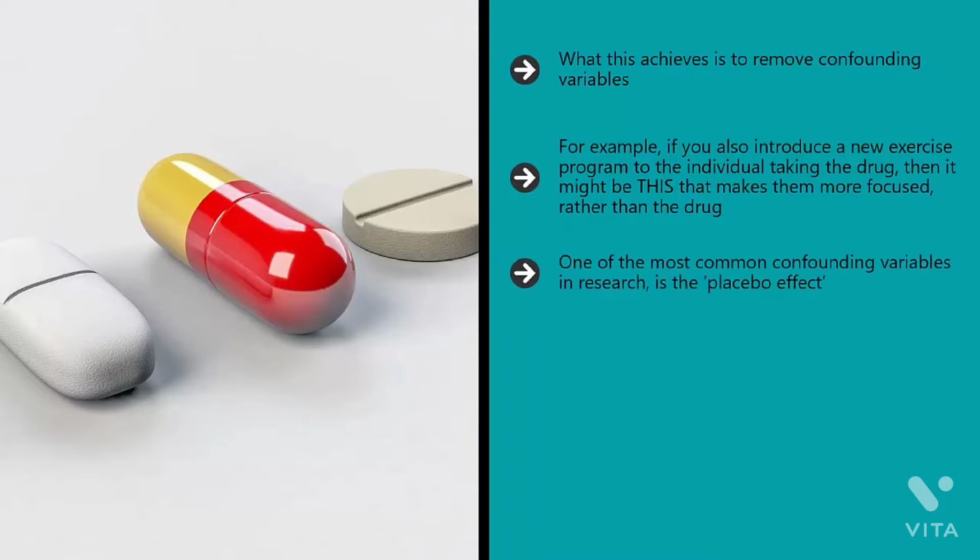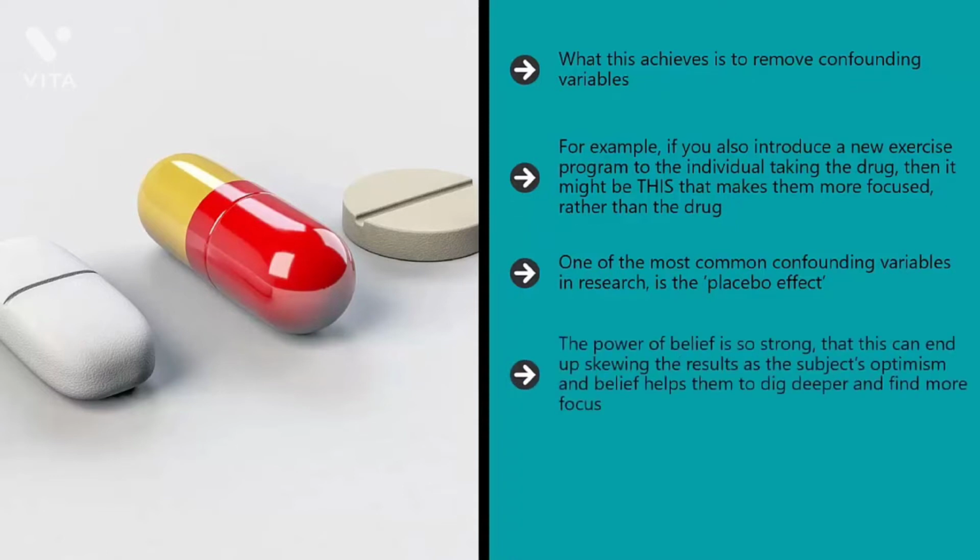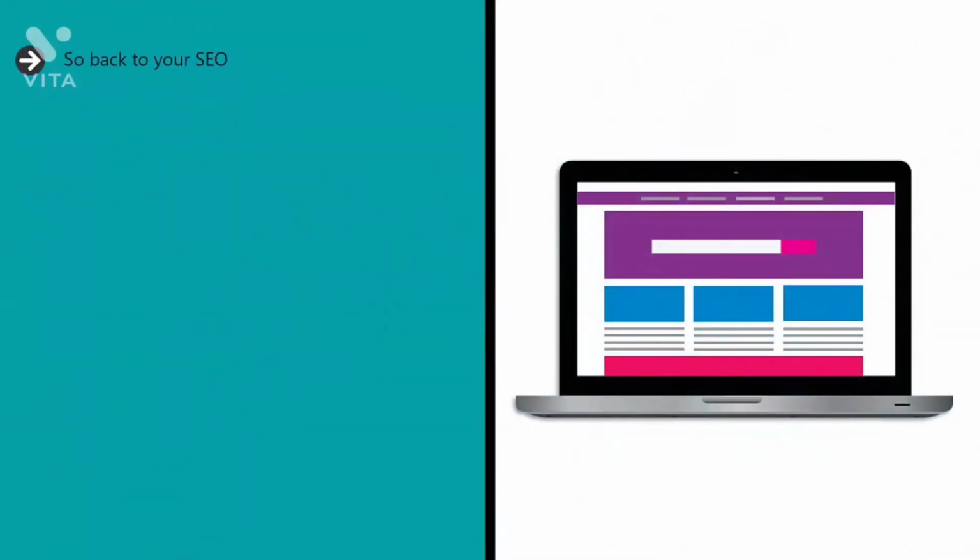This effect describes the fact that when you tell someone they're receiving a drug, they will then feel better even if the drug is just a sugar pill. The power of belief is so strong that this can end up skewing the results as the subject's optimism and belief helps them to dig deeper and find more focus. That's why the experimental group will often receive a sugar pill. This way, both groups think they are getting something, and you can thereby rule out the role of placebo in the study. So back to your SEO.